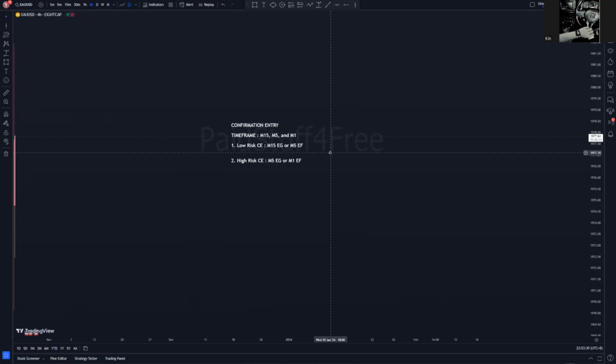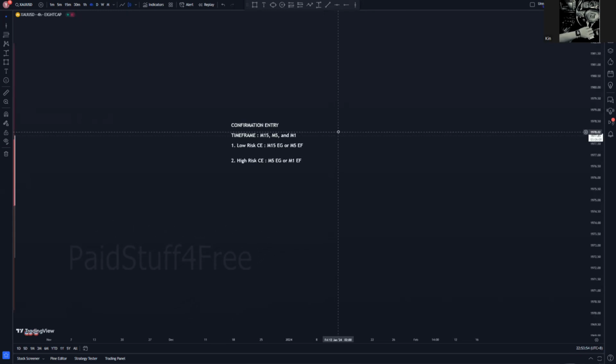But we're gonna get fewer entries than the high risk confirmation entry. Because at that time I missed too many entries. I'm not gonna lie, I missed too many entries. Sometimes I missed like 50 pips, sometimes 100, sometimes 150, sometimes 200, something like that. Because why? The logic is right here.